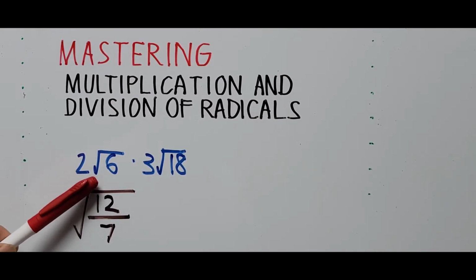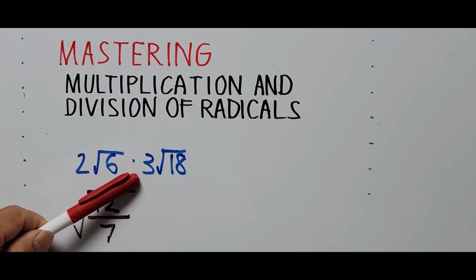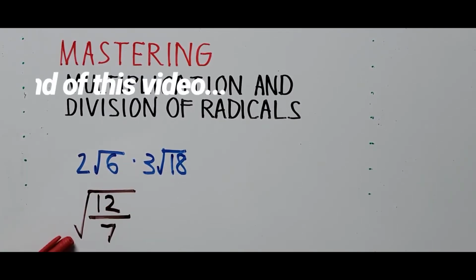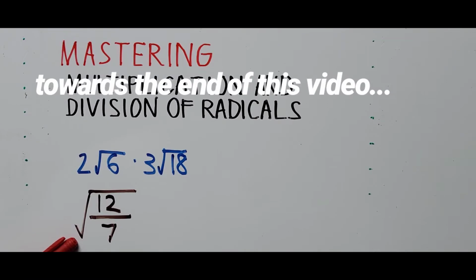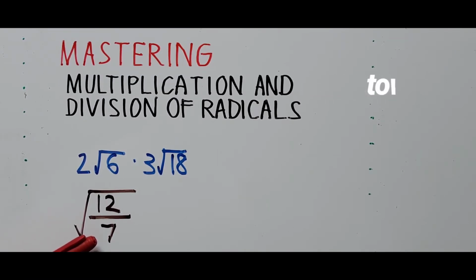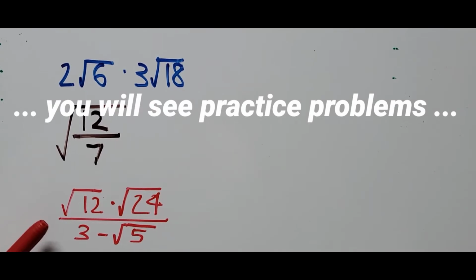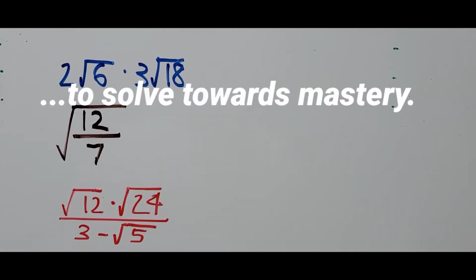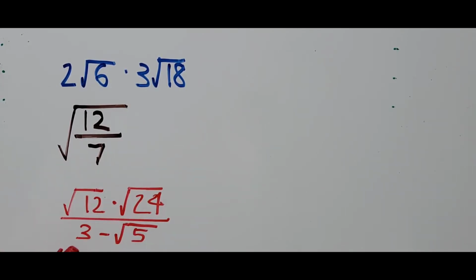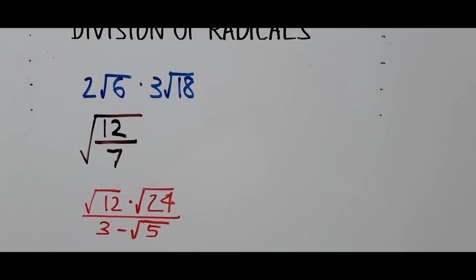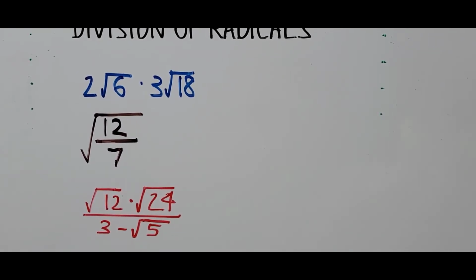2 square root of 16 multiplied by 3 square root of 18. And here a fractional radical, 12 divided by 7. And on the bottom we have here a complex radical expression: square root of 12 times square root of 24 divided by 3 minus square root of 5. Okay, so let's go ahead and start solving problems.